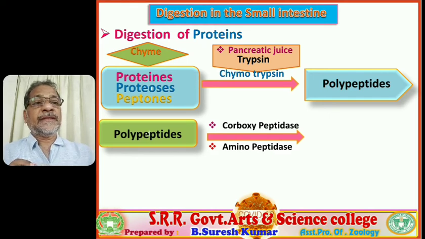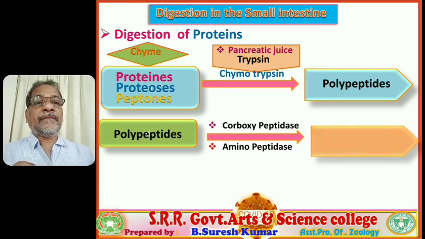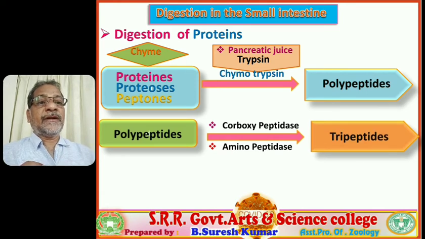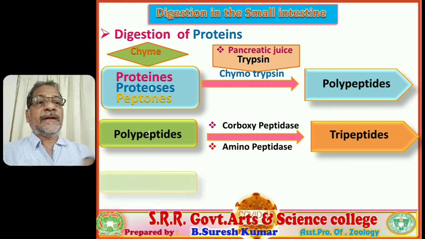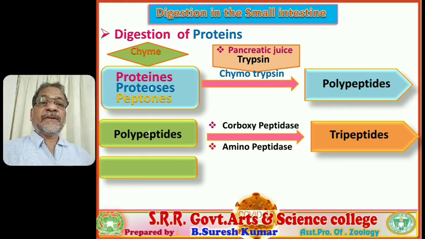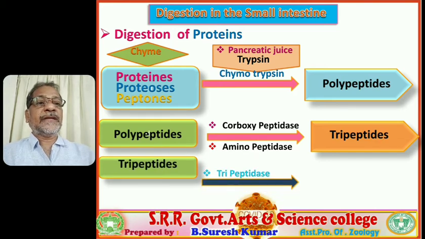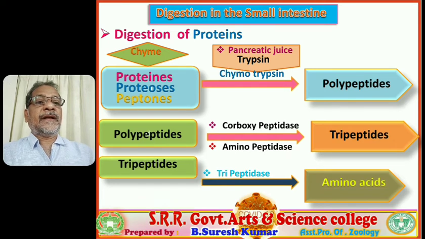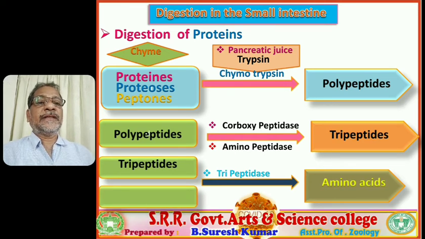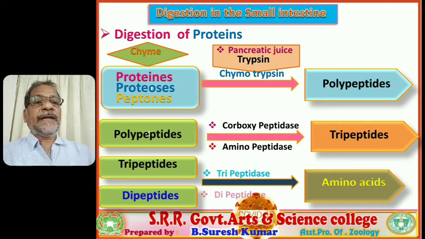So they break down the terminal peptide bonds and produce simple molecules, tripeptides. Besides that, amino acids are also separated. Now the tripeptide is involved in hydrolysis with the action of the tripeptidase enzyme of intestinal juice, and it breaks down the tripeptide into an amino acid. One amino acid is produced and a dipeptide is produced. Now the dipeptide is hydrolyzed by the dipeptidase enzyme and ultimately yields amino acid.